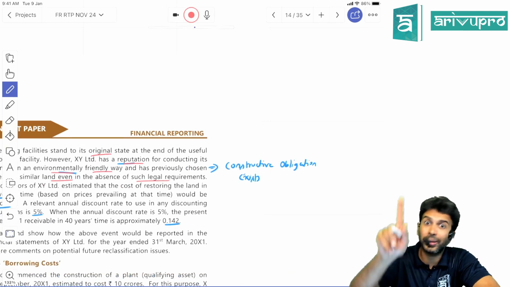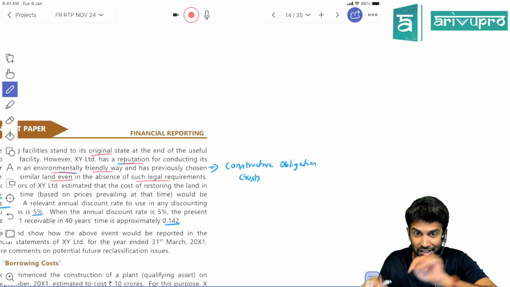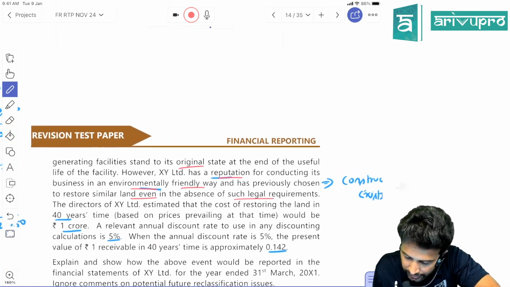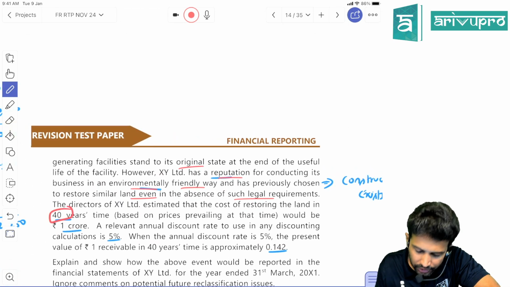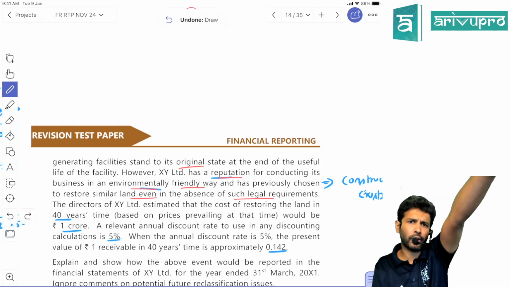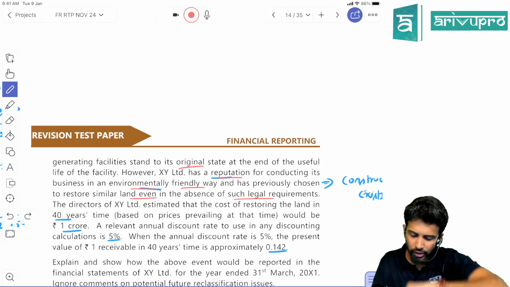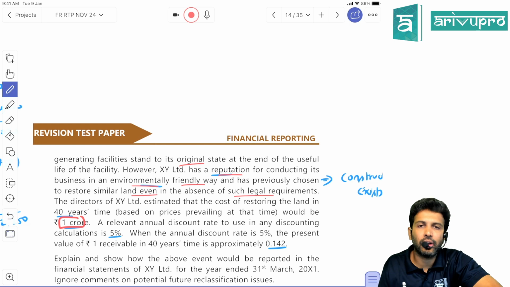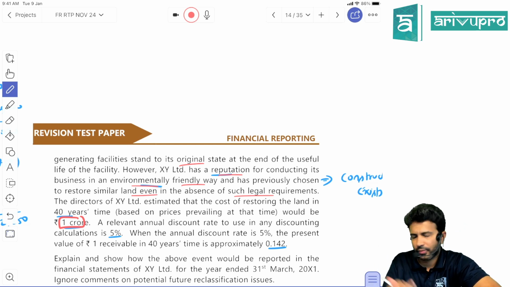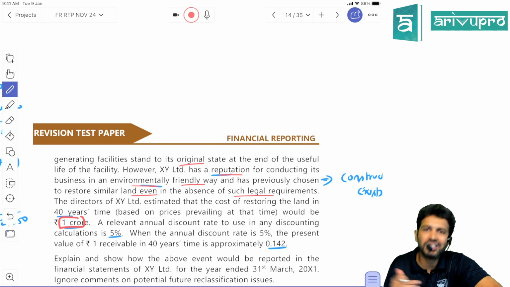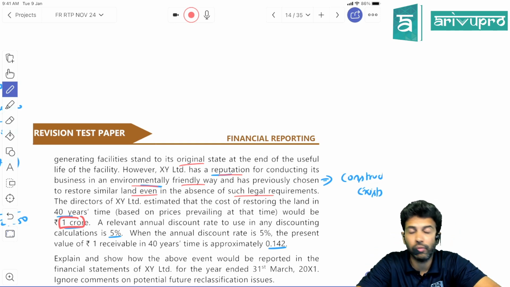Okay, but mind you, it should be capitalized, not transferred to P&L. This is DSR. Okay, the director has estimated that the cost of restoring the land, after 40 years. Life is 40 years, no? So after 40 years, you have to restore the land. So that time you will incur. So that time when you incur the restoration cost, it will be 1 crore. This is a future value. Will you capitalize provision for DSR? Yes. At future value? No, we have to calculate present value.